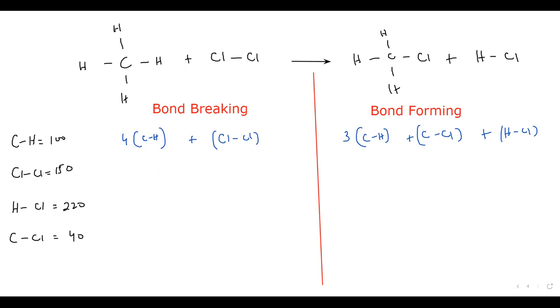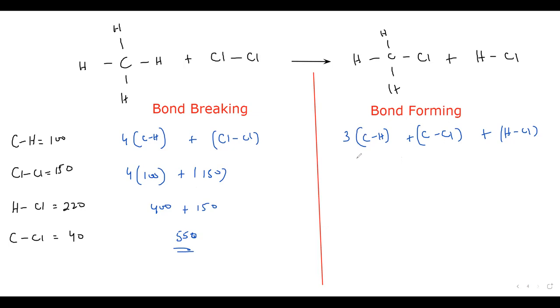Now what we do? We write the numbers to calculate the bond breaking and bond forming. What is the bond energy for C-H? That is 100, so it will be 4 into 100, plus the Cl-Cl bond energy, which is 150. So when we solve this, 4 multiplied by 100 is 400, plus 150, so this will be 550. So the bond breaking energy is 550.